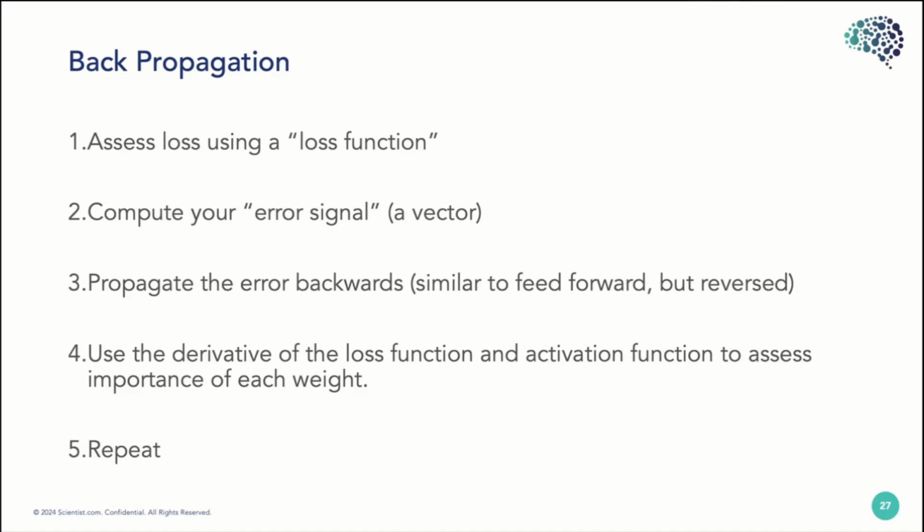You're going to propagate that error backwards. That's what we're going to spend a lot of time looking at. But conceptually, it's very similar to the way that we fed inputs forward through the network. We're going to feed this error backwards through the network. I did want to call out that the derivative of the loss function and the derivative of the activation function are going to be crucial in how we assign different portions of that error to different components of our network. And then you're going to repeat.